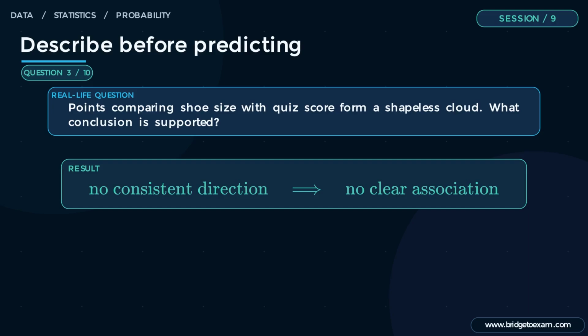Quick check. No clear association is a valid finding. Do not force a line through random scatter. This matters in real life because recognizing unrelated variables prevents organizations from building meaningless predictions.